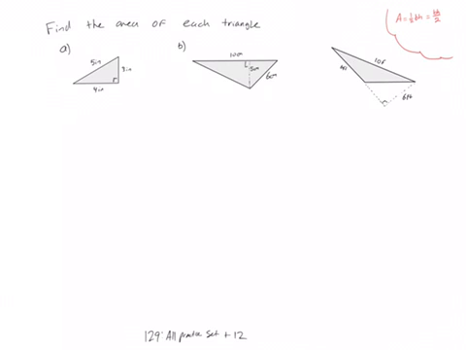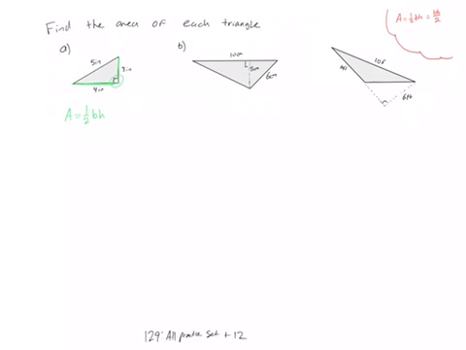So this first one is not too bad. Remember, our area is 1/2 base times height. I'm remembering my base and height meet at a right angle, so I'm going to use the ones that are on either side of that right angle, so this side and this side.